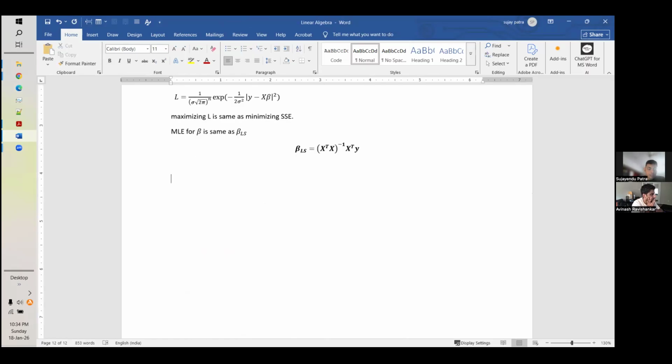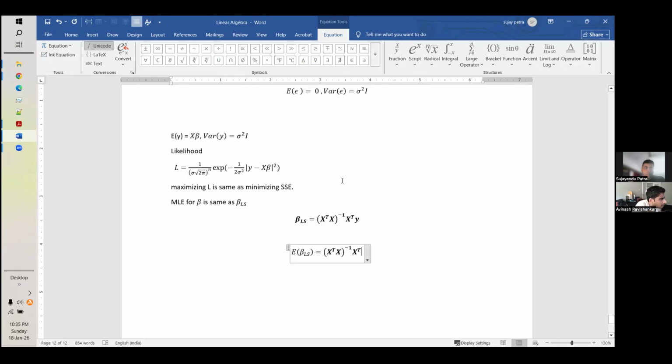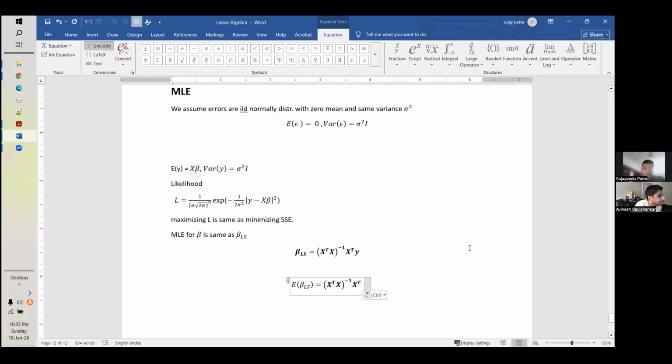And then I'll try to take expectation of this. So in the expectation, the first part, x transpose x whole inverse x transpose, is all constant, so I'll just put it as is. And then I have to take expectation of y. We have already derived that expectation of y is x beta, so I'll write x beta.